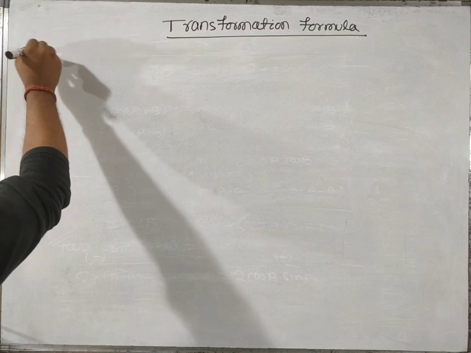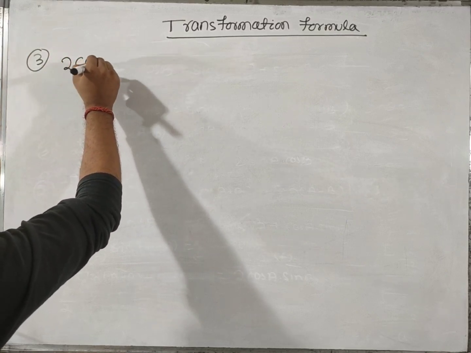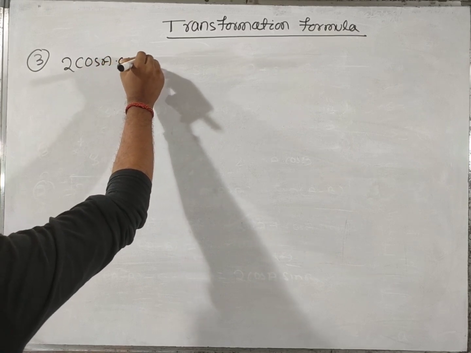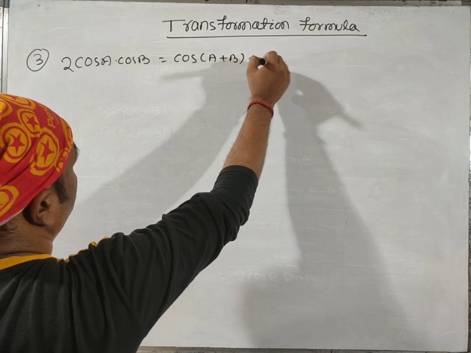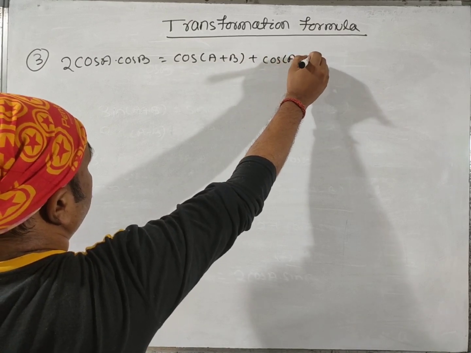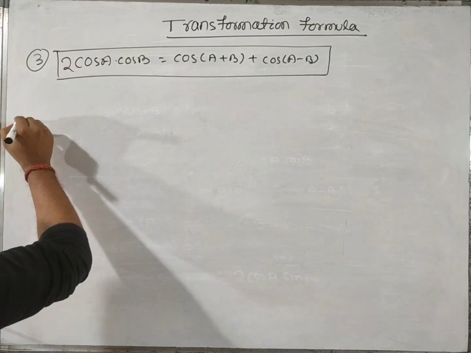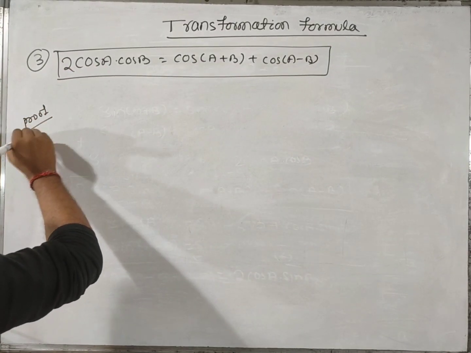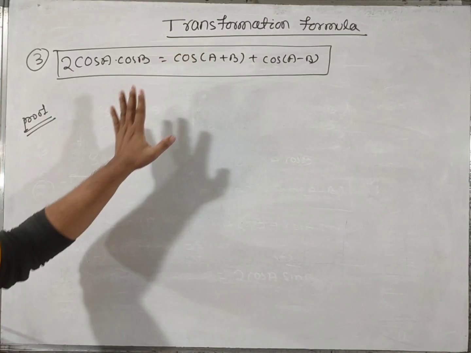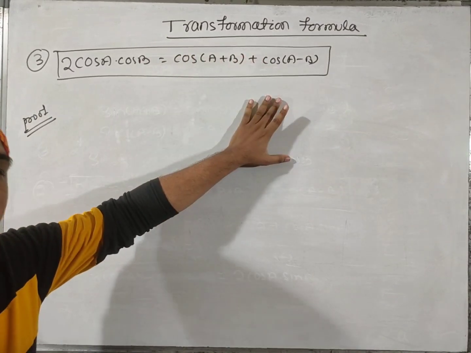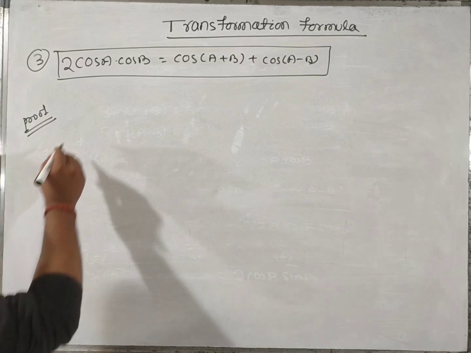And here is the third one. 2 cos A cos B is cos(A+B) + cos(A-B). And here is the proof. We have to go through the right hand side. First of all, you have to write down the cos(A+B) formula, and then the formula for cos(A-B), and then add them.